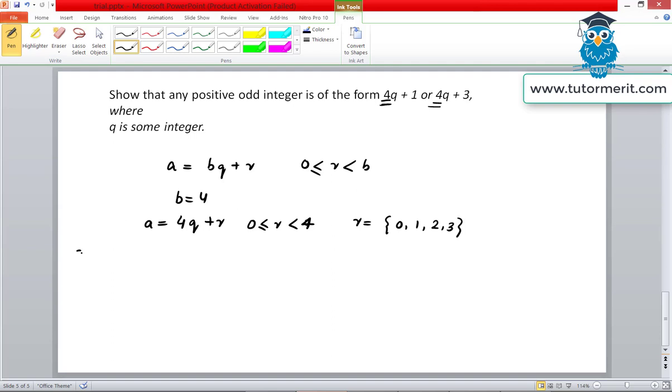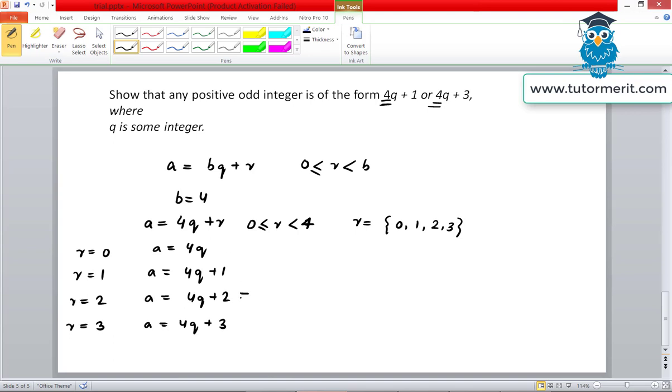Now try to substitute. So for r is equal to 0, a is equal to 4q. For r is equal to 1, a is equal to 4q plus 1. For r is equal to 2, a is equal to 4q plus 2. For r is equal to 3, a is equal to 4q plus 3. Now look at these values here. This is even. This also I can say is basically 2 into (2q plus 1). So since I have a 2 here, this is also even. This and this will be odd. So this is what we wanted to prove here: all positive integers are of this form. So this is proved.